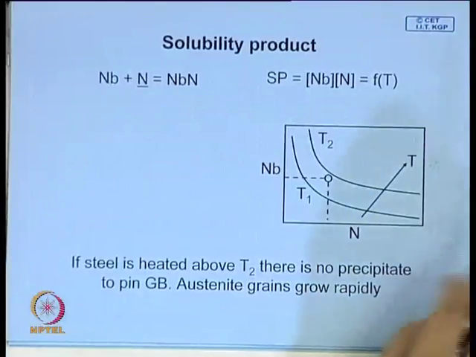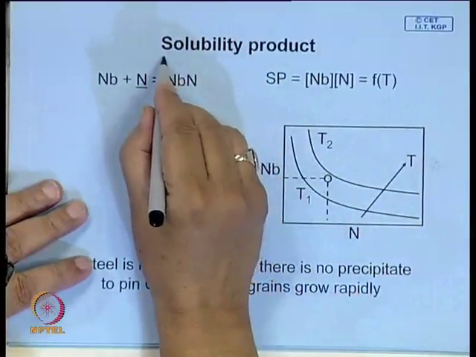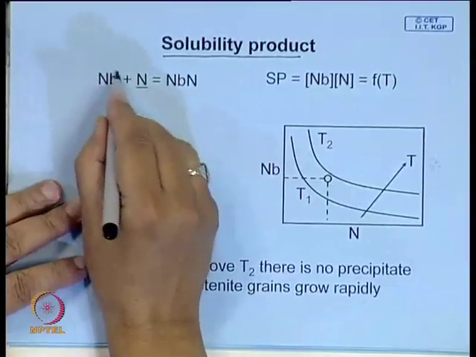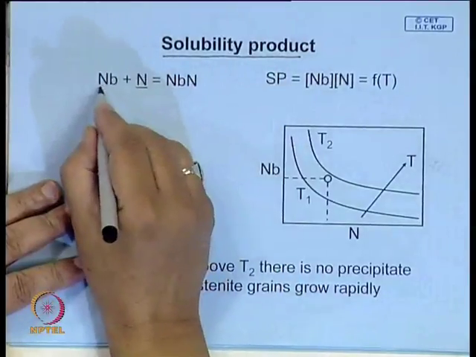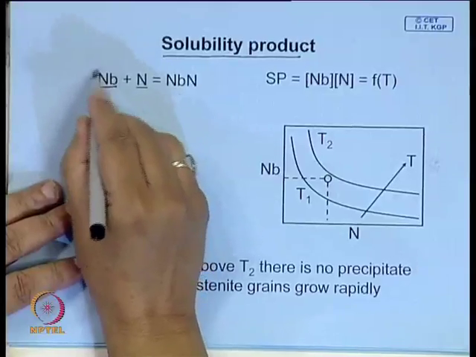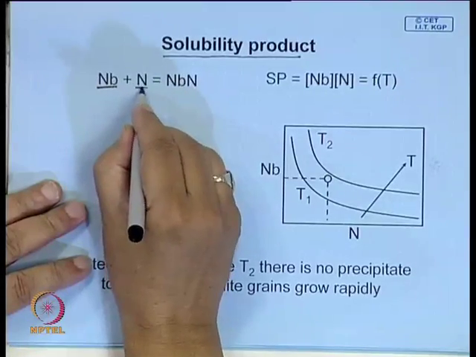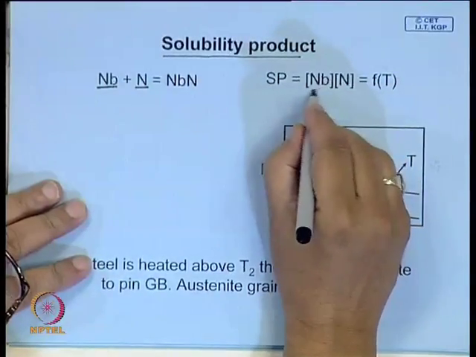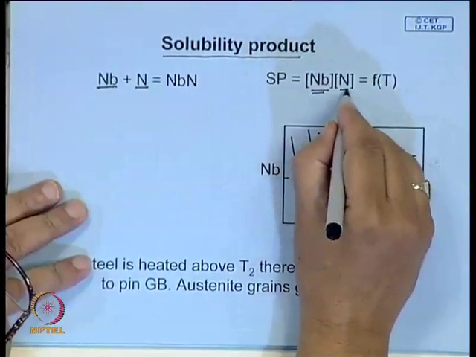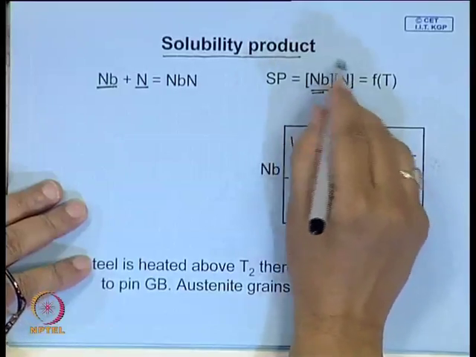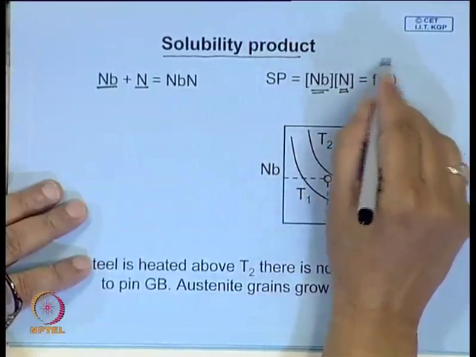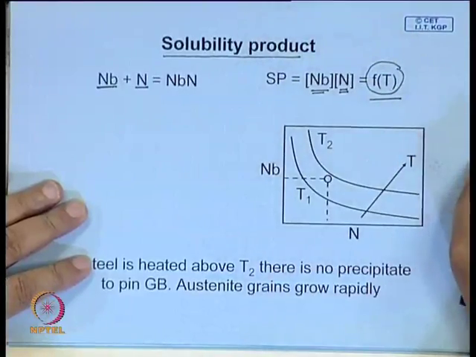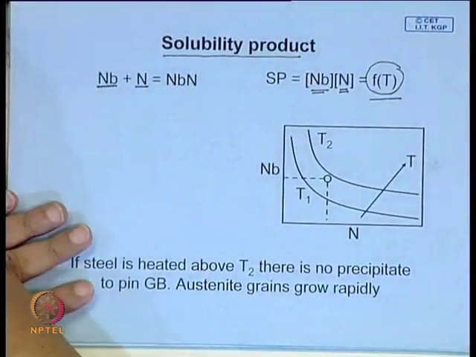Now, let us talk about the solubility product. We said that these are soluble in steel in a very low amount. So, niobium dissolved in steel, and nitrogen dissolved in steel, and the solubility product is the weight percentage niobium in steel times the weight percentage nitrogen in steel, which remain in equilibrium at a particular temperature. This is a strong function of temperature, and it is possible to show that very easily.